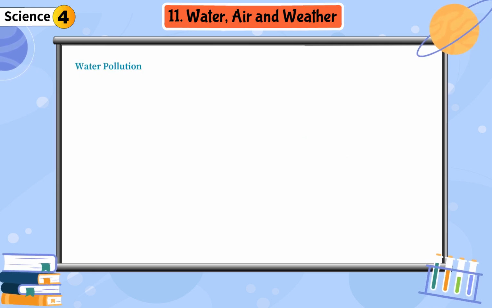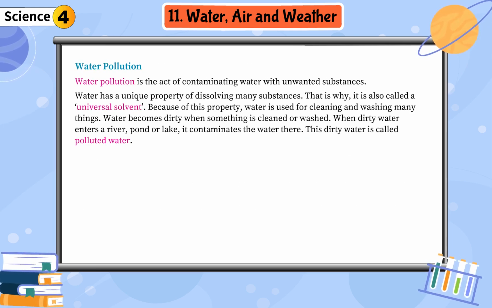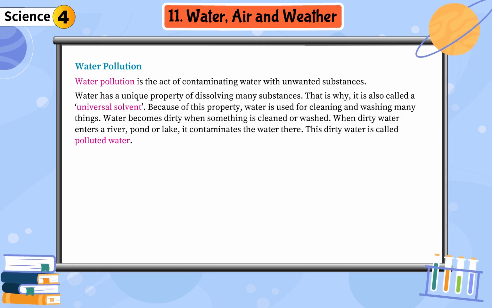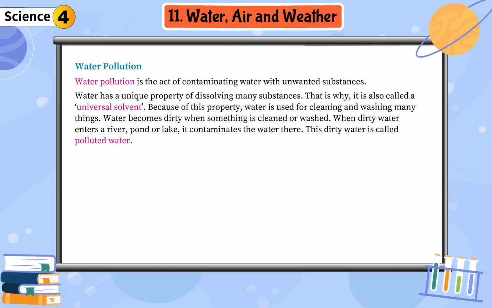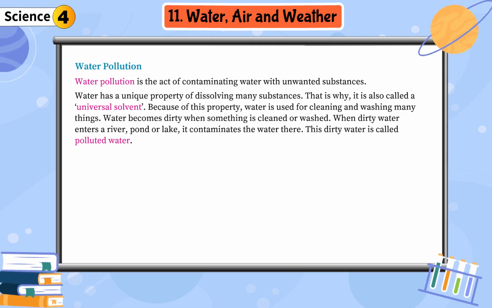Water pollution. Water pollution is the act of contaminating water with unwanted substances. Water has a unique property of dissolving many substances. That is why it is also called a universal solvent. Because of this property, water is used for cleaning and washing many things. Water becomes dirty when something is cleaned or washed. When dirty water enters a river, pond or lake, it contaminates the water there. This dirty water is called polluted water.